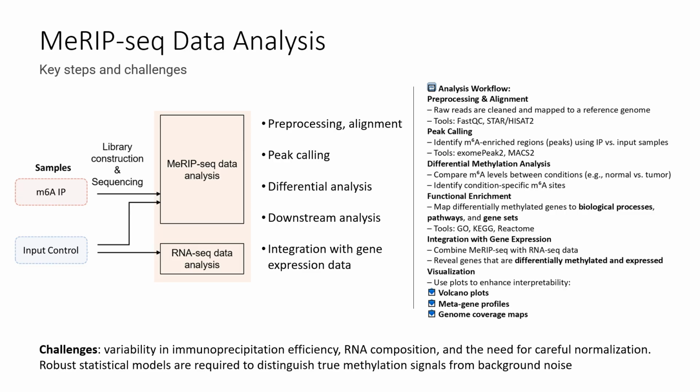Despite its utility, MeRIP-seq presents several analytical challenges. These include variability in immunoprecipitation efficiency, RNA composition, and the need for careful normalization. Robust statistical models are required to distinguish true methylation signals from background noise. As far as we know, there is no widely adopted standardized analysis workflow, which can be a barrier for new users.